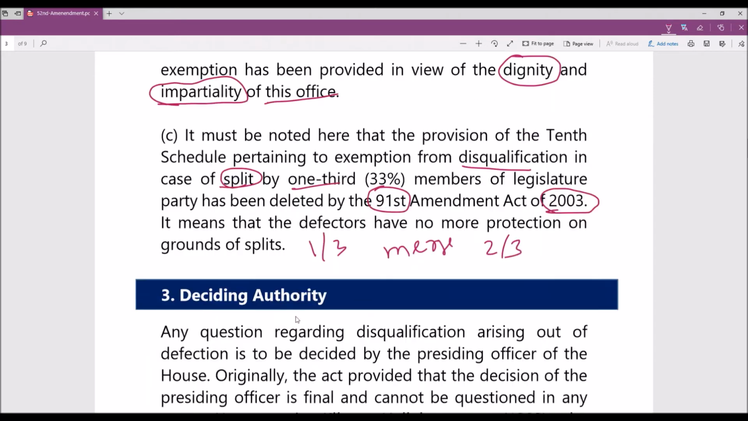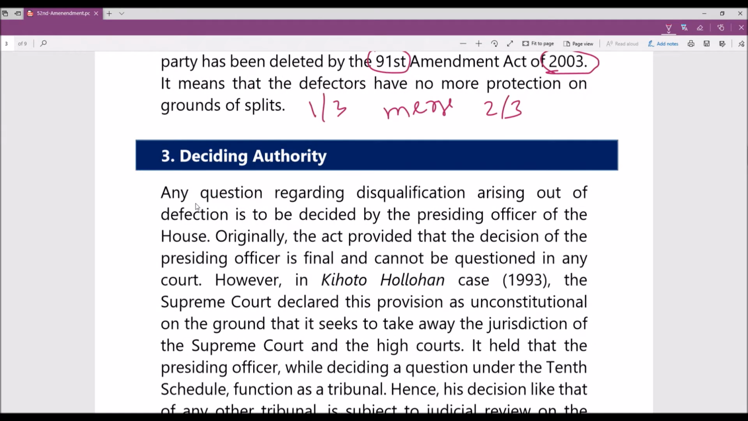Now, who is the deciding authority? Who decides whether a member will remain in the House or not? Any question regarding disqualification, who will decide? Disqualification arising out of defection is decided by the presiding officer, that is, the Speaker of the House.